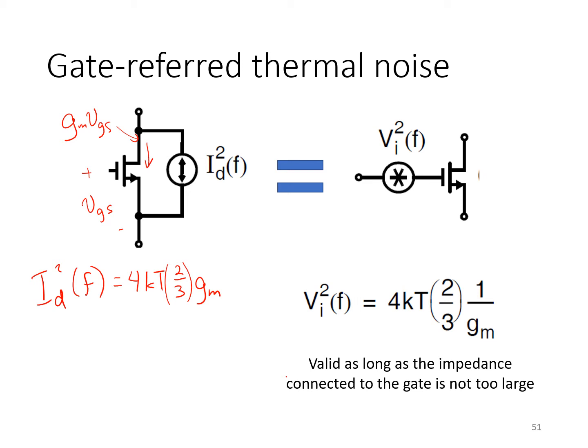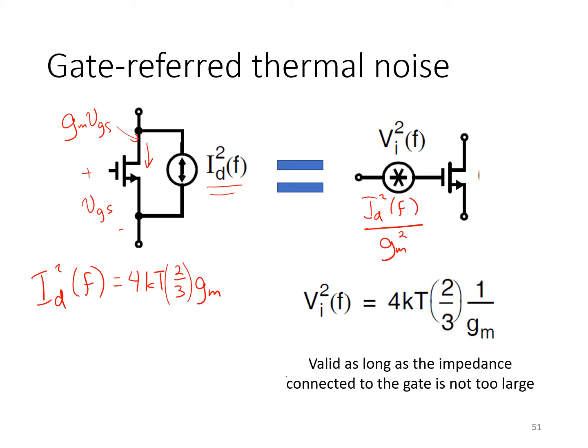So in such cases, it's useful to think about the gate-referred thermal noise of the transistor. That is, what noisy voltage VGS would be required to give rise to the same amount of thermal noise current at the drain of the transistor. We can find that simply by taking ID and dividing it by gm.